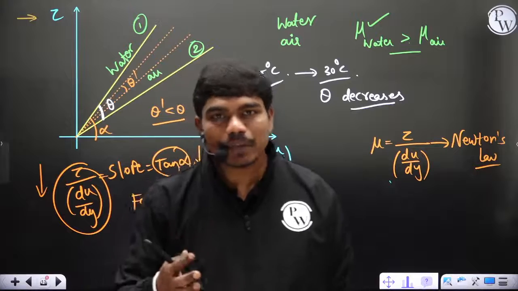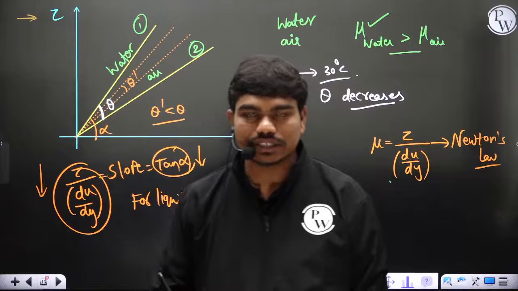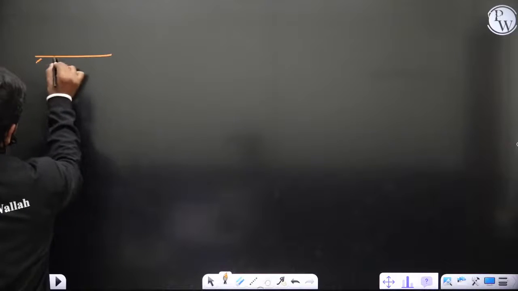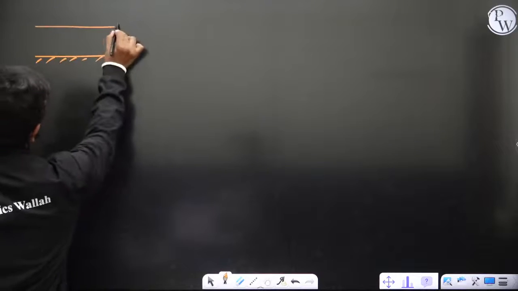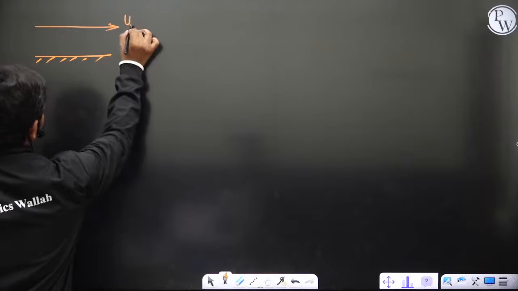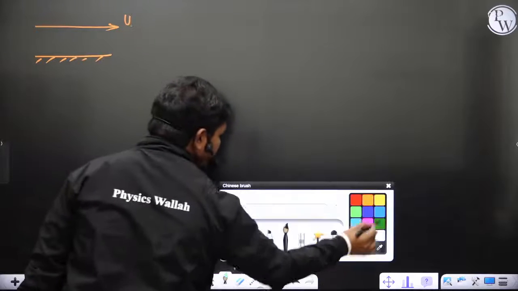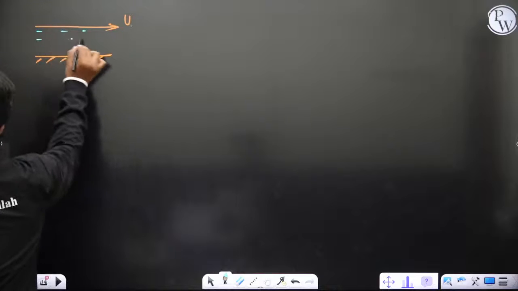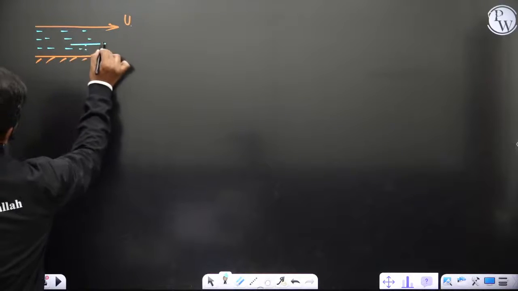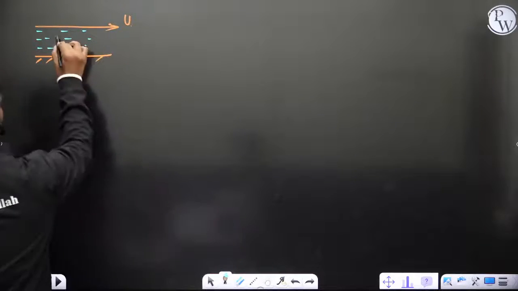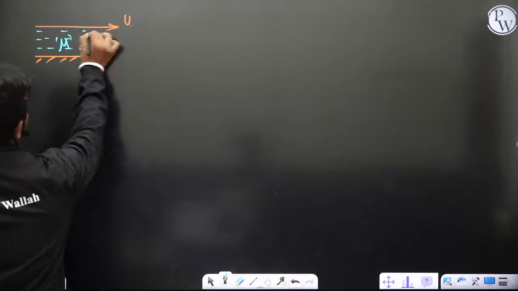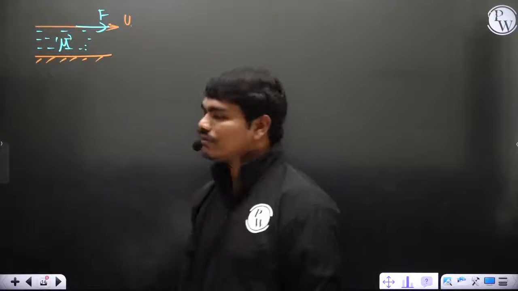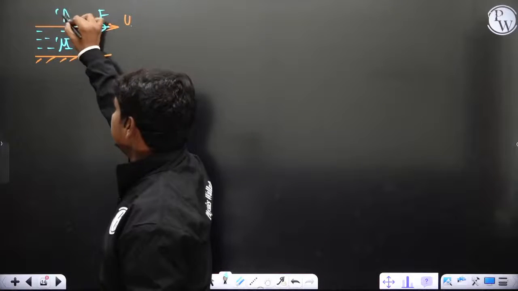Now let us see certain applications on kinematic and dynamic viscosities. Let us see, if you have a plate, for example, moving at velocity u. Now in order to maintain this flow, if the fluid has a dynamic viscosity of mu, then what is the force F you need to move this plate? Let us suppose A is the area of the plate.